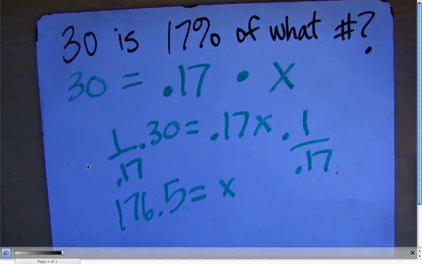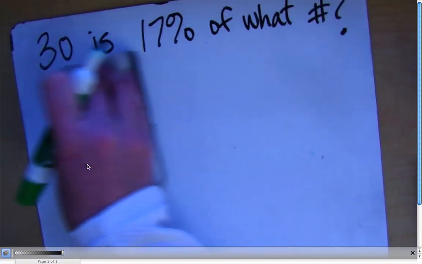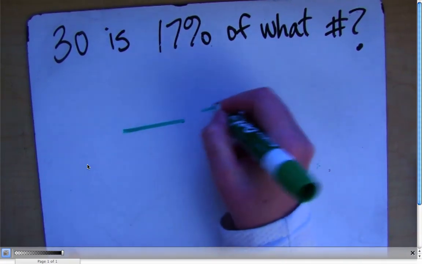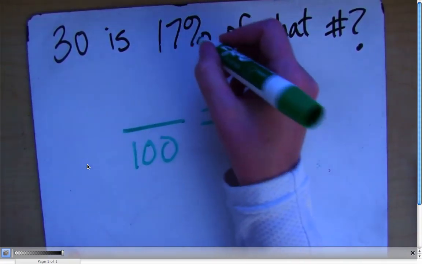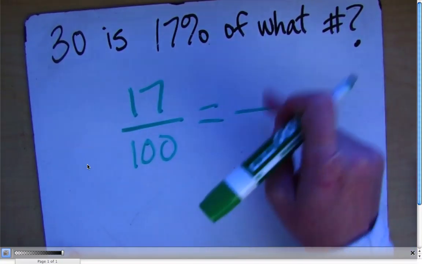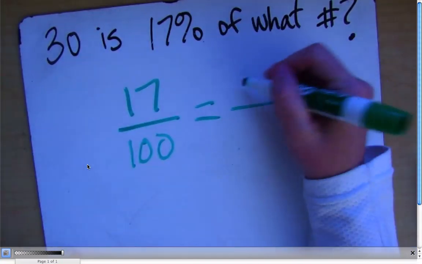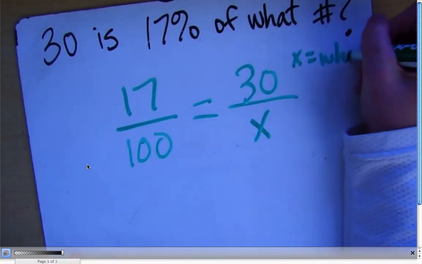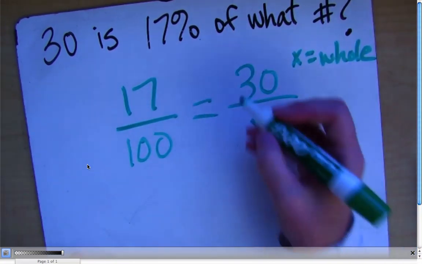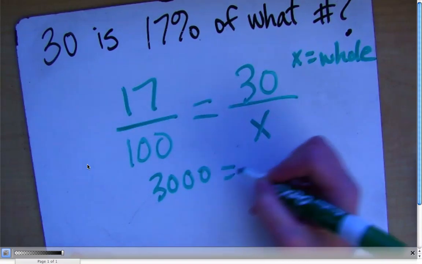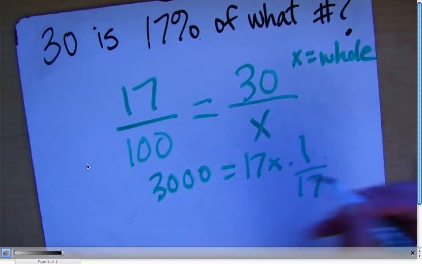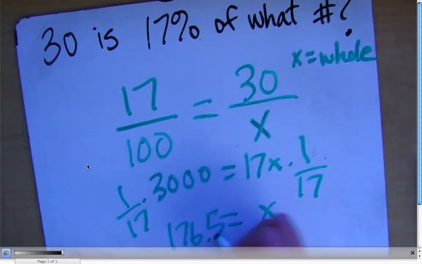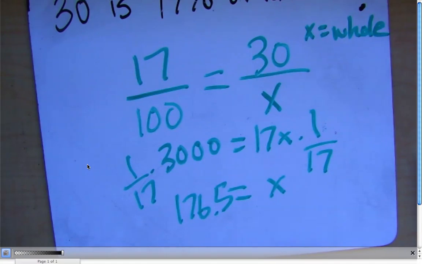Let's show it with a proportion. I'll get the exact same answer. Alright, so remember, proportion, I have the percent over 100, and my percent is 17. And then the part over the whole, or is over of. The number I have is 30 is, so that's the part. Of what number? So I'm looking for my whole. So x equals whole. Okay. I'm going to do cross multiplying, so that's 3,000 equals 17x. Do my reciprocal, and I get x equals the same thing. Okay, so that's how the proportion is set up.